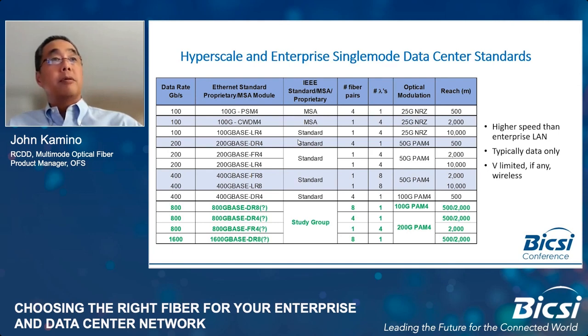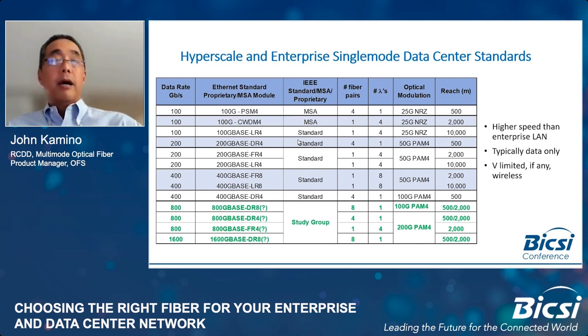10 kilometer standard. And then as you get to 200 gigabits per second, you see that they do start incorporating parallel single mode in 200G base DR4, going 500 meters using 4 fibers. The FR4 will go 2 kilometers, and then the old traditional LR4 will go 10 kilometers.